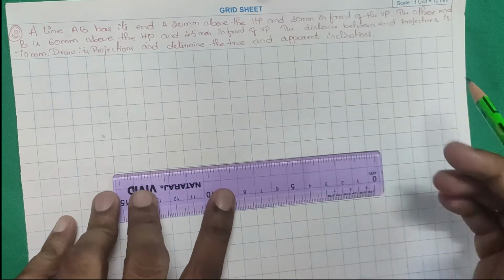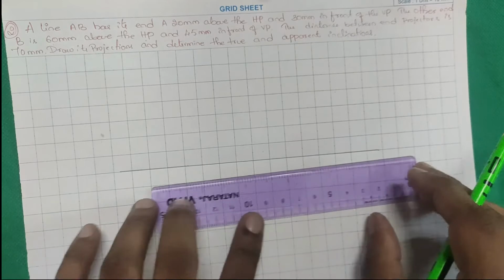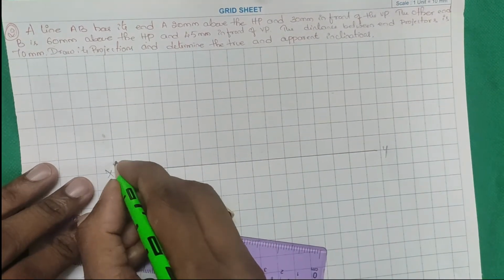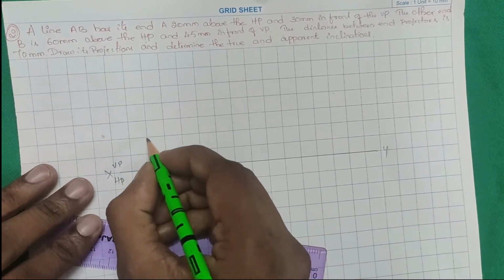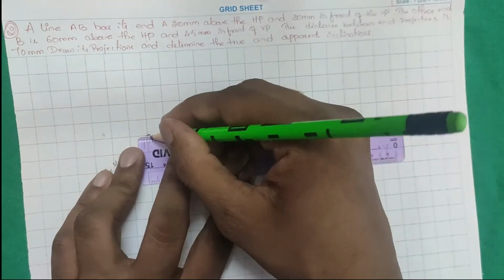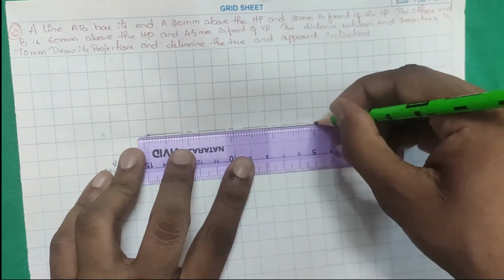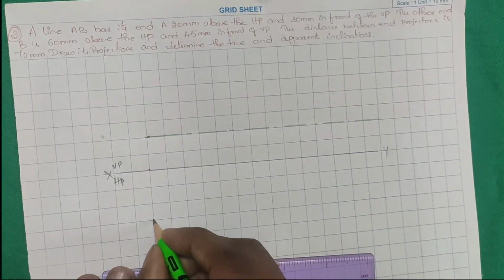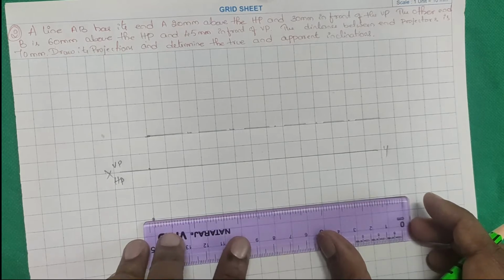First I'll draw the XY line, with VP and HP. Then they have given 20 mm above HP, so this is 20 mm. Now draw locus lines, but don't draw continuous lines. Next is 30 mm in front of VP. See, one box is equal to 1 centimeter.